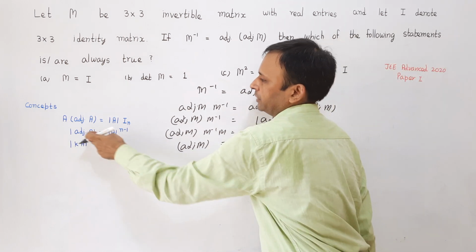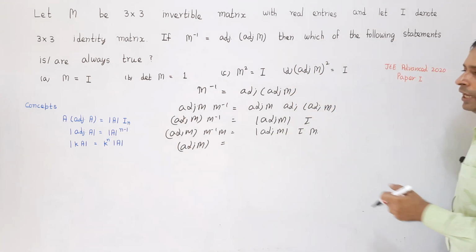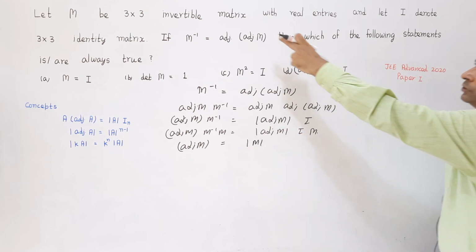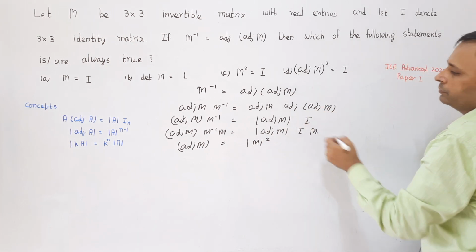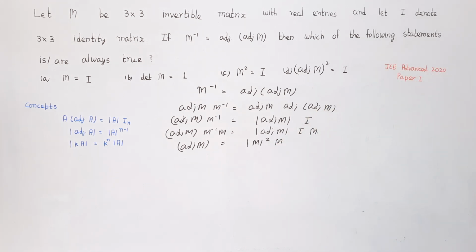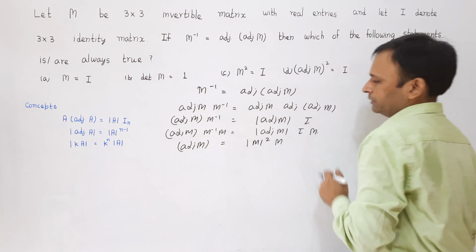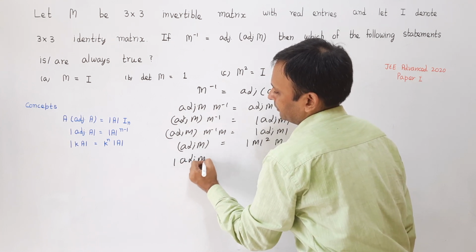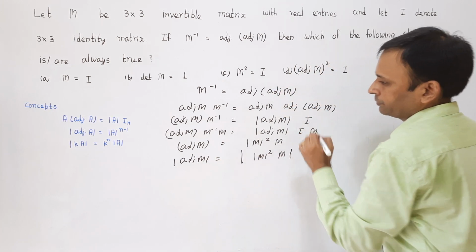Now the determinant of the adjoint of a matrix, using the second property, is the determinant of M raised to the power n minus 1. This is a 3 by 3 matrix, so 3 minus 1, which is determinant of M square, and I into M will be M only. Now I can take the determinant on both the sides. If I take the determinant of both the sides, the determinant of adjoint of M should be equal to the determinant of M square into M.